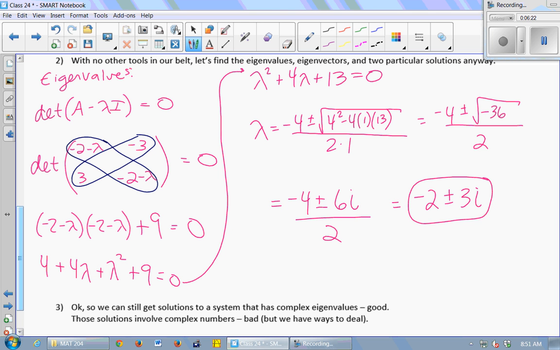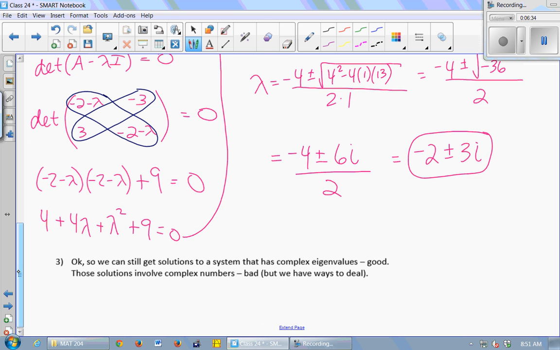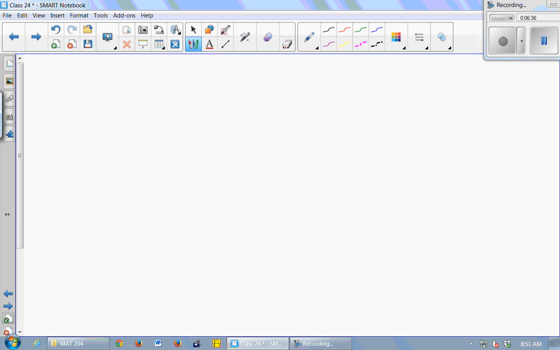Okay, so there's our eigenvalues. And then usually what we do at this point is we try to find eigenvectors that are associated with the eigenvalues. So let's pick one of our eigenvalues, negative 2 plus 3i. I'm going to have to go onto another page here. Okay. And I want to find the eigenvectors.